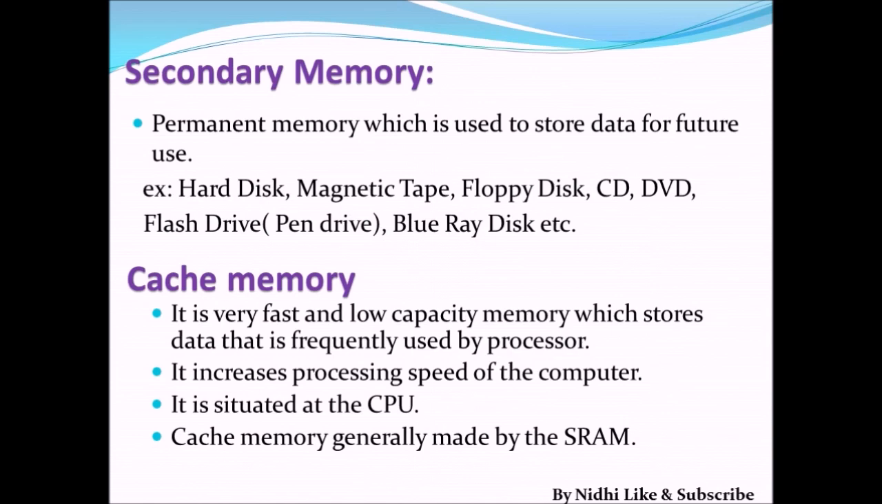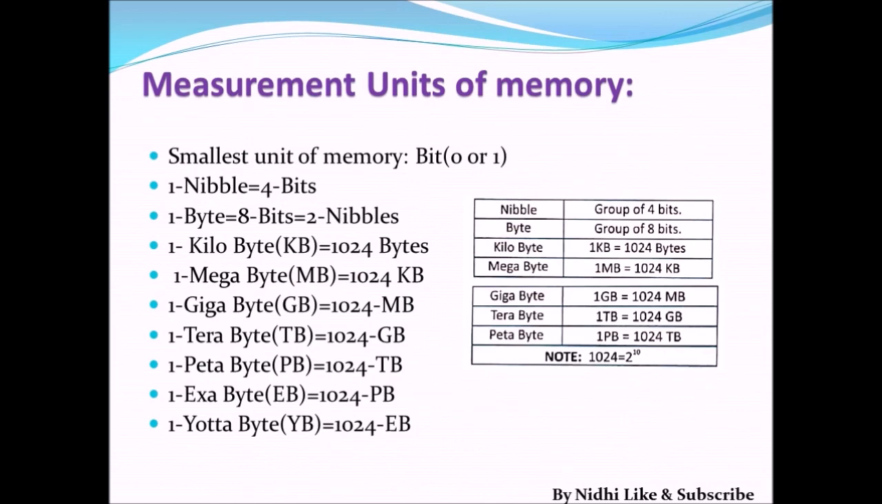Now we will see the measurement units of memory. The smallest measuring unit of memory is the bit. A bit means either a 0 value or a 1 value. If we combine 4 bits, we call it 1 nibble. If we combine 8 bits, we call it 1 byte, and 8 bits means 2 nibbles. 1 kilobyte is equal to 1024 bytes. 1 megabyte is 1024 KB, a higher unit than kilobyte. Then gigabyte is a higher unit than megabyte. Then terabyte, petabyte, zettabyte, and yottabyte. So these are the measuring units of memory.